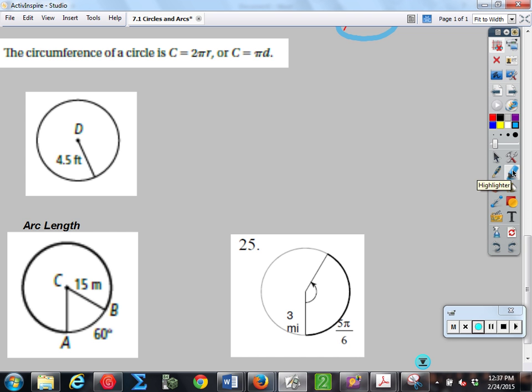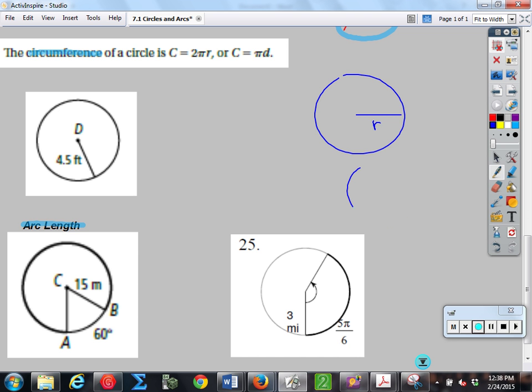So we have both of those. Do you guys remember this formula? You should. I know they're doing it in 7th grade, probably earlier. 2 pi r, or pi times the diameter. And just remember, on a circle, halfway across is the radius, and all the way across is the diameter.